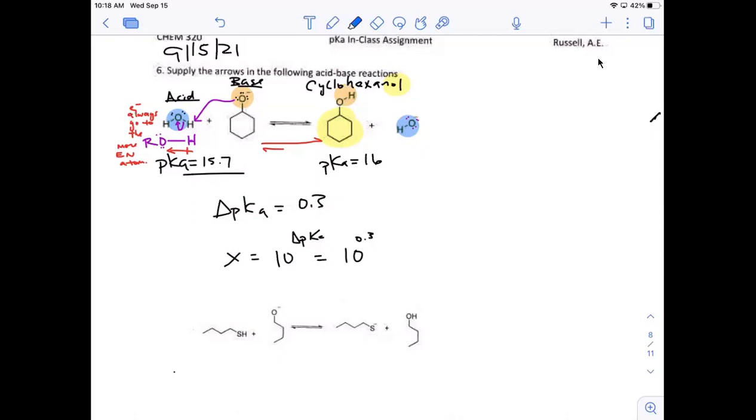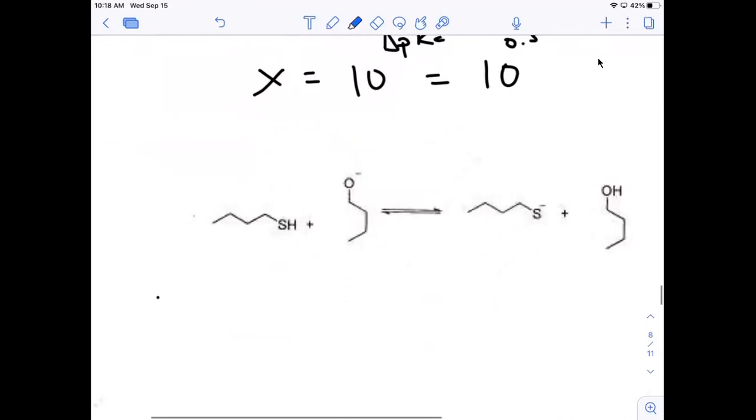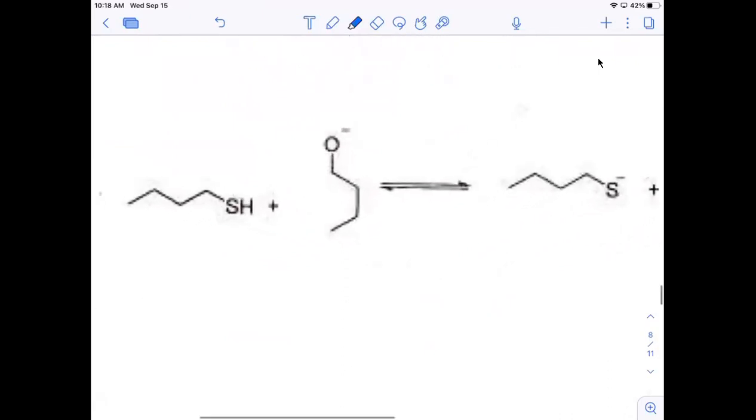All right, let's do the next one. Next problem. We're gonna do the same thing. We'll put the arrows in. We're gonna figure out the equilibrium, and yeah, so let's do this problem. Let me throw some electrons in here.